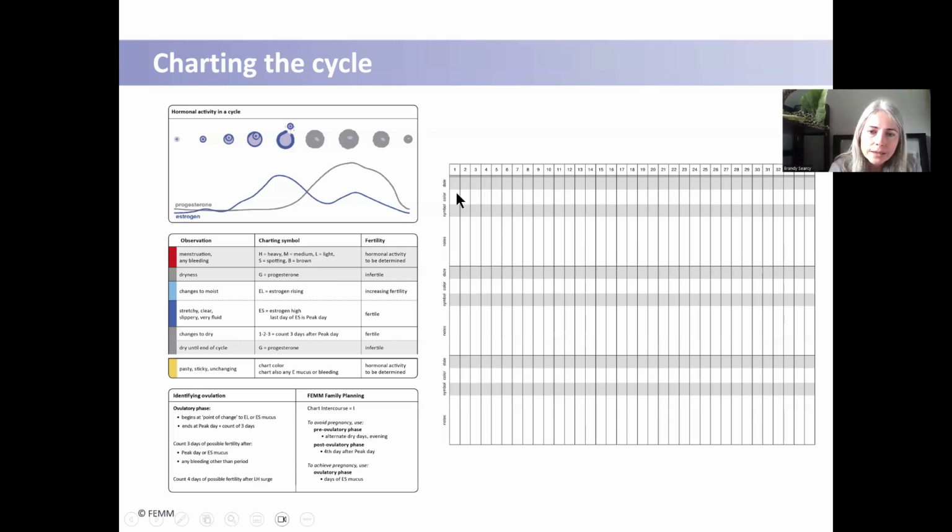Well, the other things that are helpful is here you'll see that there are these symbols. It's helpful to record those. So if it's a heavy day for you for bleeding, if you could write H, and even go so far as to tell me how many pads you use that day, how many tampons you use that day, or how many pairs of period underwear you use that day.